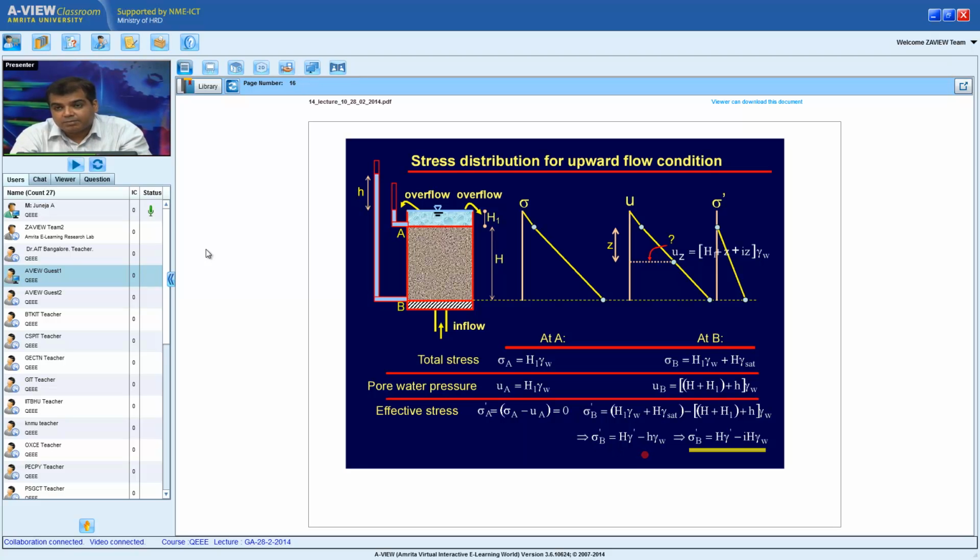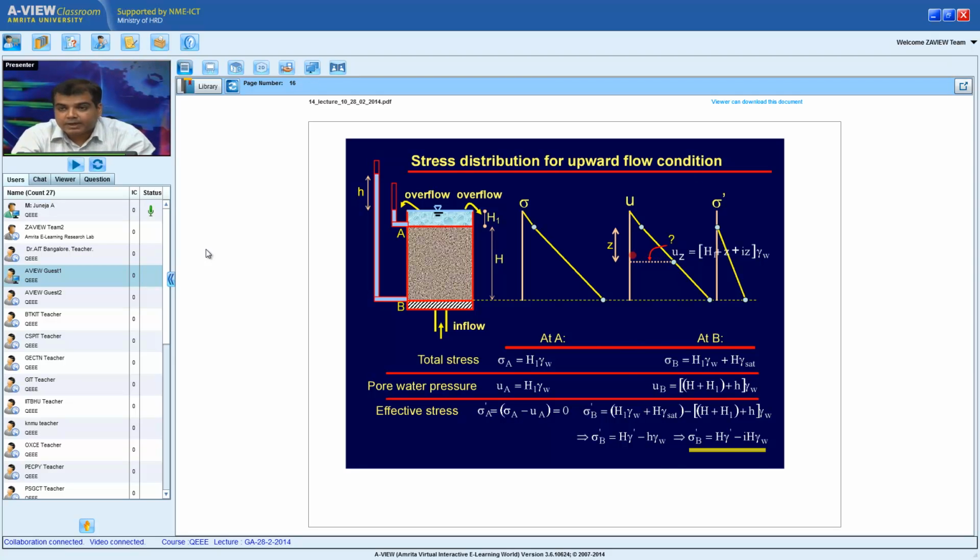Remember, let's go back one step. We said if there is downward flow, my pore water pressure decreases. If there is upward flow, my pore water pressure increases. So if pore water pressure increases, my effective stress should decrease. Obviously, right? You're looking at the difference.